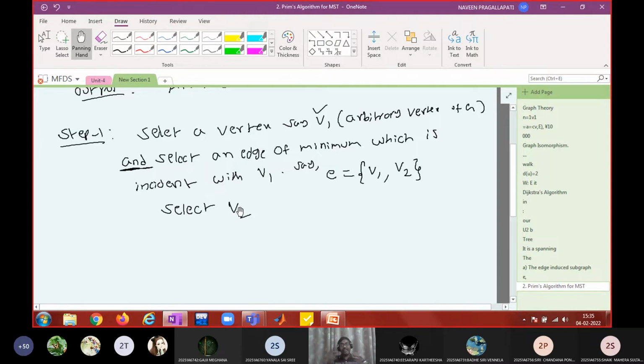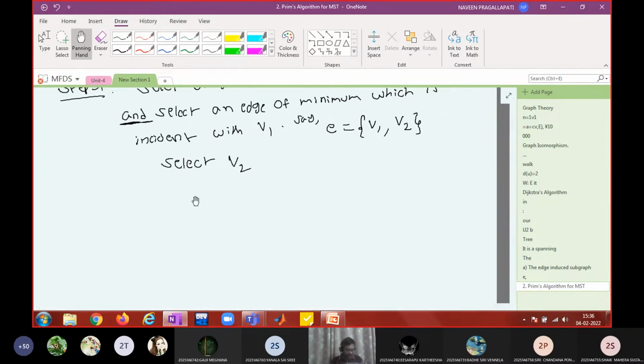What do you mean by tree? Tree is a connected graph. So from one vertex you are going to another vertex through an edge of minimum weight. Again from this vertex you will go to another edge of minimum weight. From that vertex you will go to another vertex which is of minimum edge. Like that, if you complete construction after n minus 1 edges, you are going to get a minimum spanning tree. That's it. Select V2. No step V2, but description must be written precisely, otherwise program may not execute.